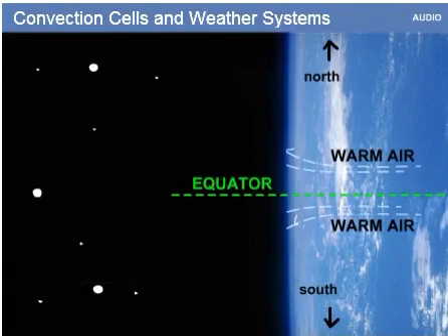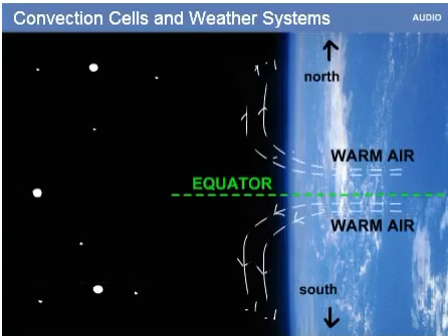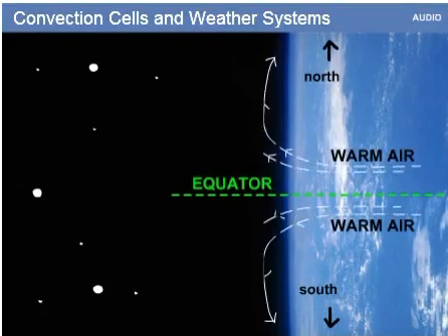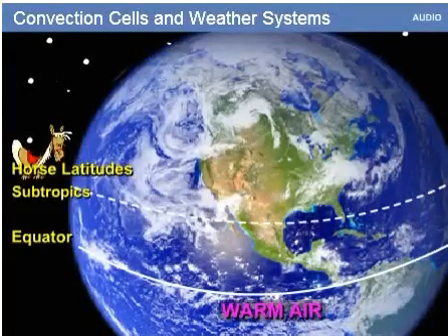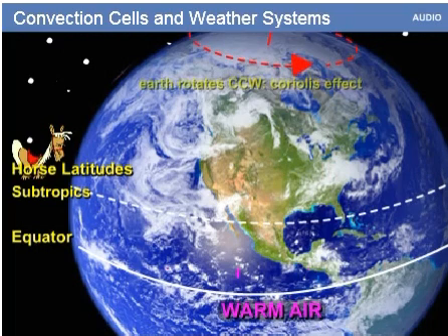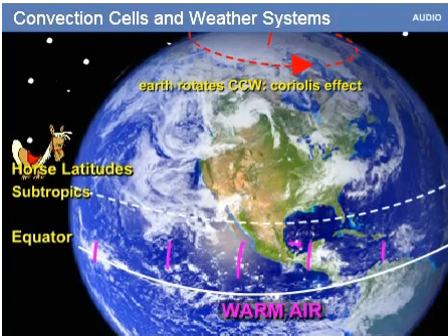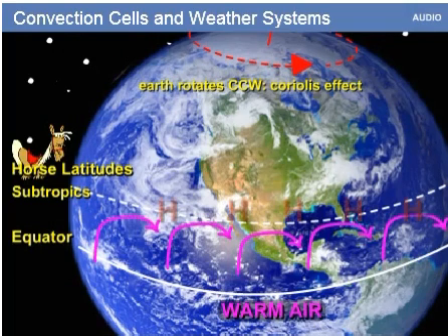Warm air at the equator rises and heads towards the poles. Let's look at the northern hemisphere. As the warm air moves north toward the pole, it bends east because of the Coriolis effect. By 30 degrees north latitude, it is moving more east than north and it's cooling. As it cools and loses its push to the north, some of it drifts back down.